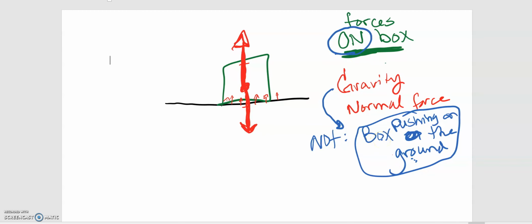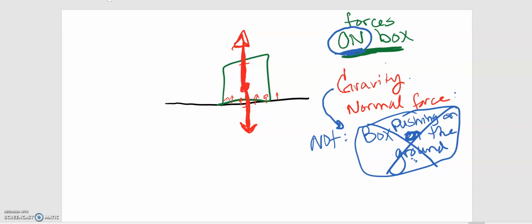So you have to make sure that you are very careful and you read closely and think through what are the forces acting on, or which object is causing the force or creating the force. So we would not list that one as one of the forces acting on the box. The only things on the box would be gravity and the normal force in this situation.